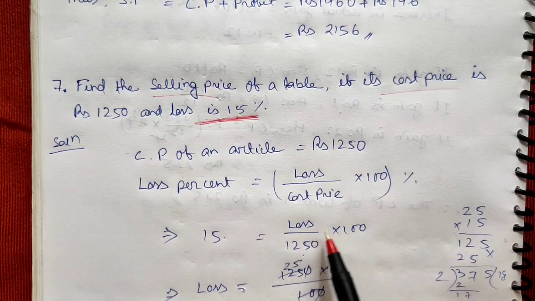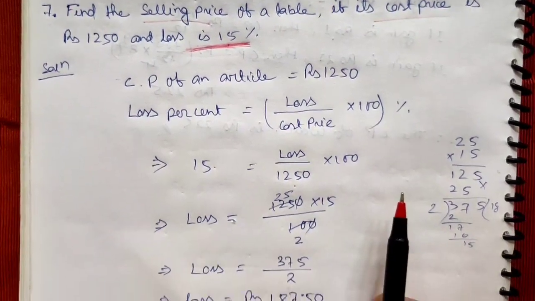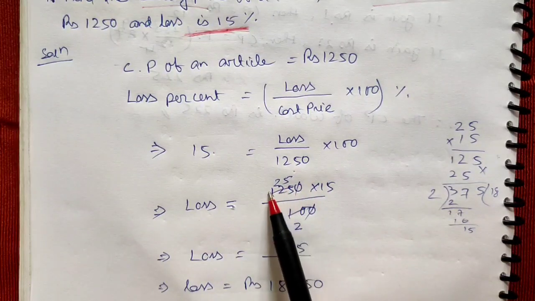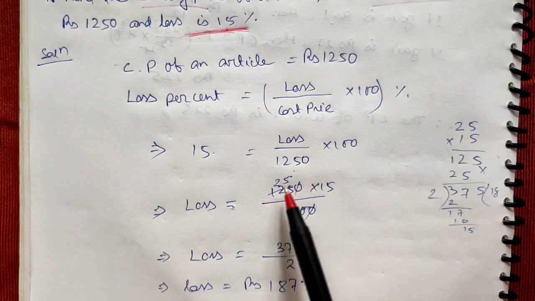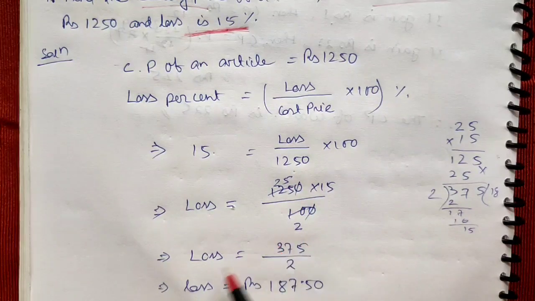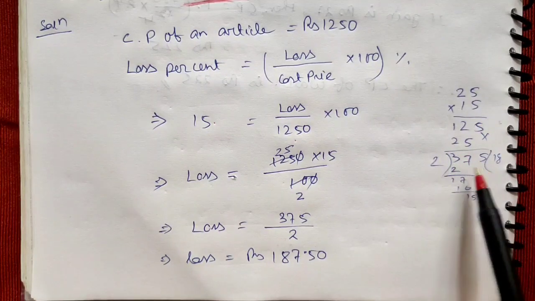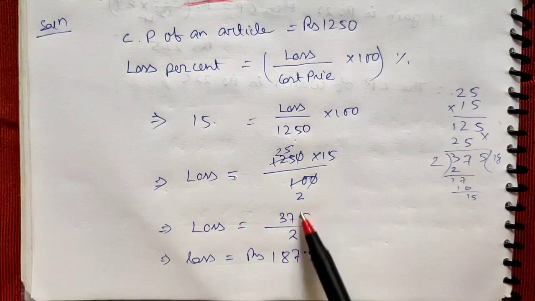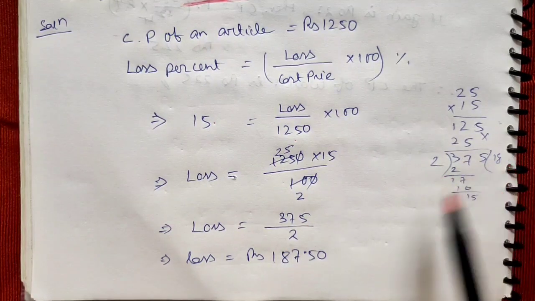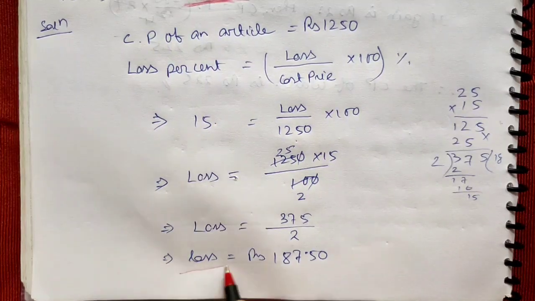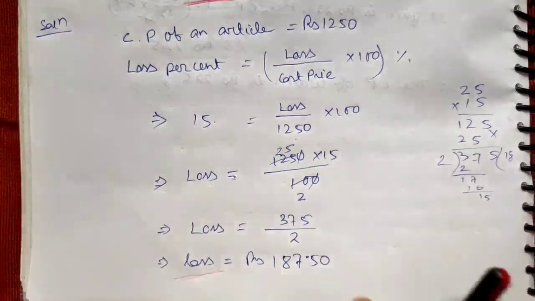Now this 100 is multiplied with loss, so when you change the side, it will get divided. As usual, this also got divided with this amount. The two zeros got cancelled. Left is 125 divided by 10. So we cancel with 25: 5 into 25 is 125, and 5 into 2 is 10. So left is 25 into 15. Now 25 into 15 is 375, so we have 375 divided by 2. Now 375 divided by 2 is 187.50. This is the loss.